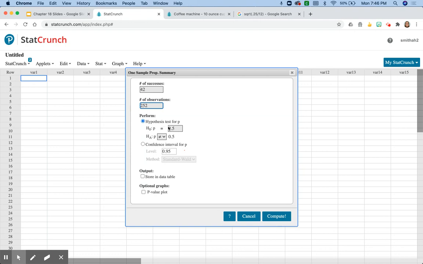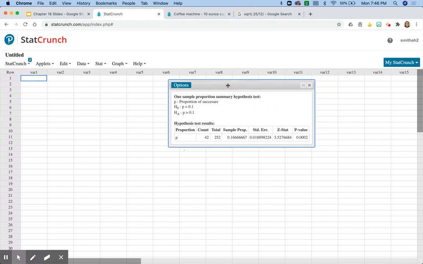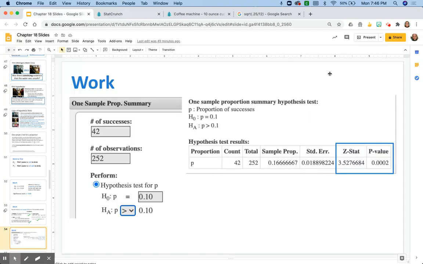For my hypothesis test, you only have to put in two things: the value for the null and the direction of the alternative. And remember, for this, we think it's unsafe, and if it's unsafe, more than 10% have high lead content. If I click compute, this box gives everything you need. This is the test statistic, and this is my p-value, 0.0002. Based off of that, we're going to do our decision.